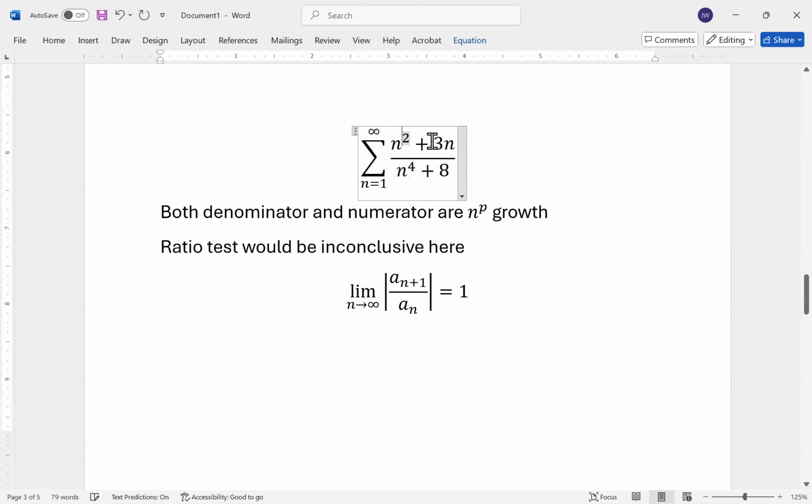And that's the case with any polynomial over polynomial. If I had n to the 11th plus 3 times n divided by n to the 4th plus n, it would still come out as 1. Anytime I have polynomial growth, or n to the p growth, over another n to the p growth, that's the type of scenario where the ratio test is inconclusive. And we'd have to use a different test. And lucky for us, we do have a different test that could work here. So while the ratio test is inconclusive, you could do a limit comparison test.